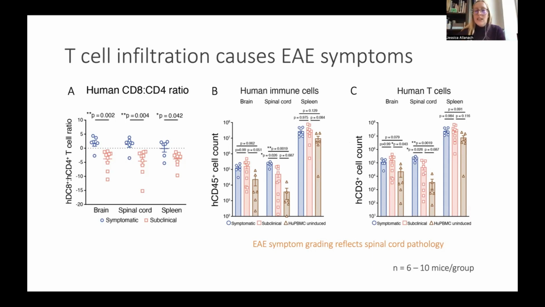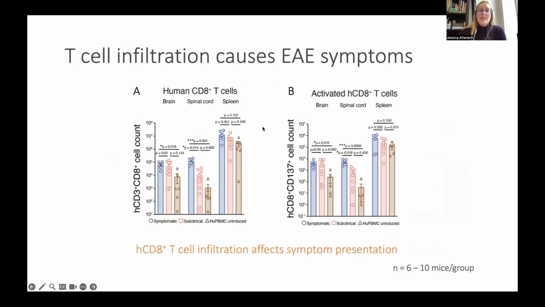infiltration. Specifically, we can see that, I don't think I had the slide here, but we don't actually see a numerical difference in human CD4 T cells or activated human CD4 T cells between mice that do or don't get symptoms, but we do see this is the case for CD8s. So specifically, the more CD8s that are able to enter the spinal cord, the more likely a mouse is to get EAE symptoms, which suggests that we have a disease process that models what we think might be happening in MS.